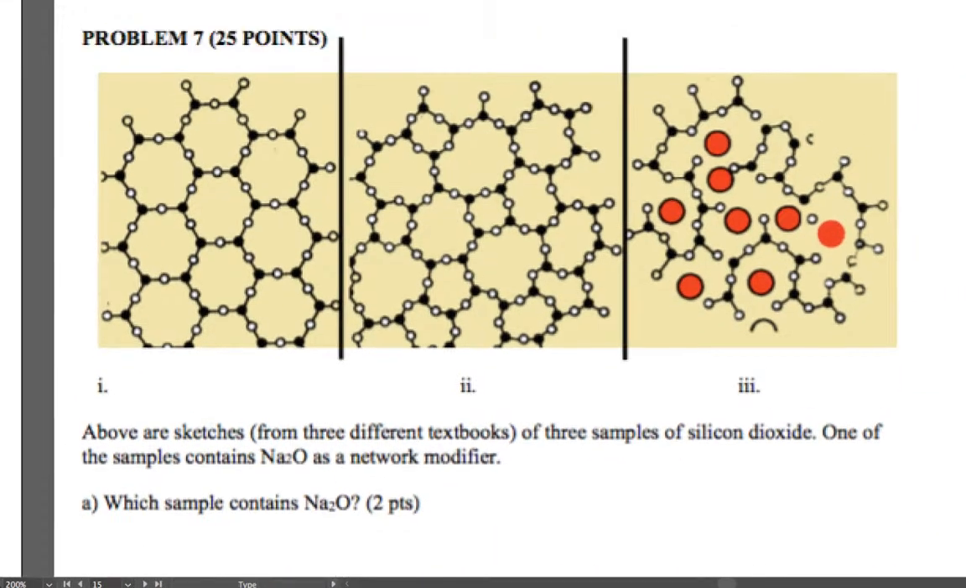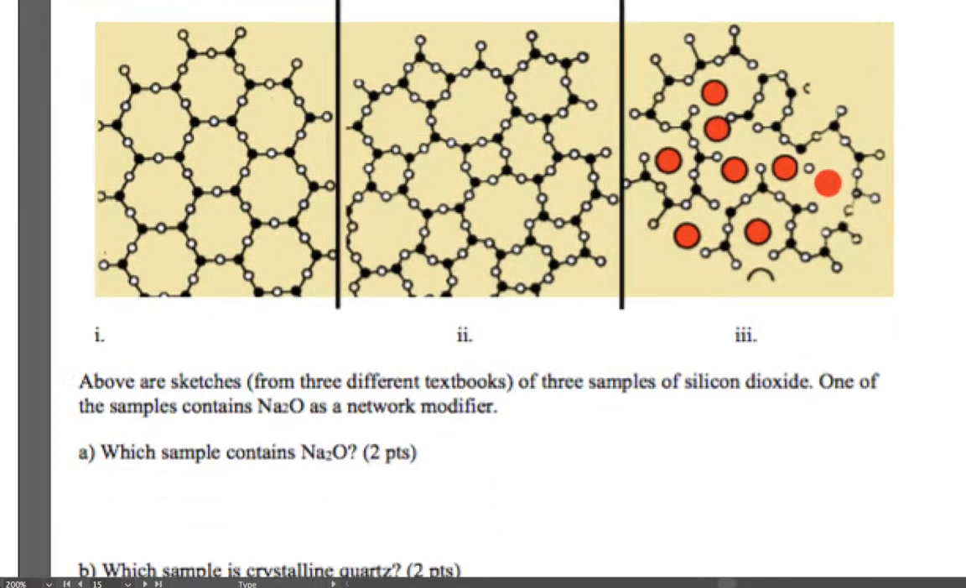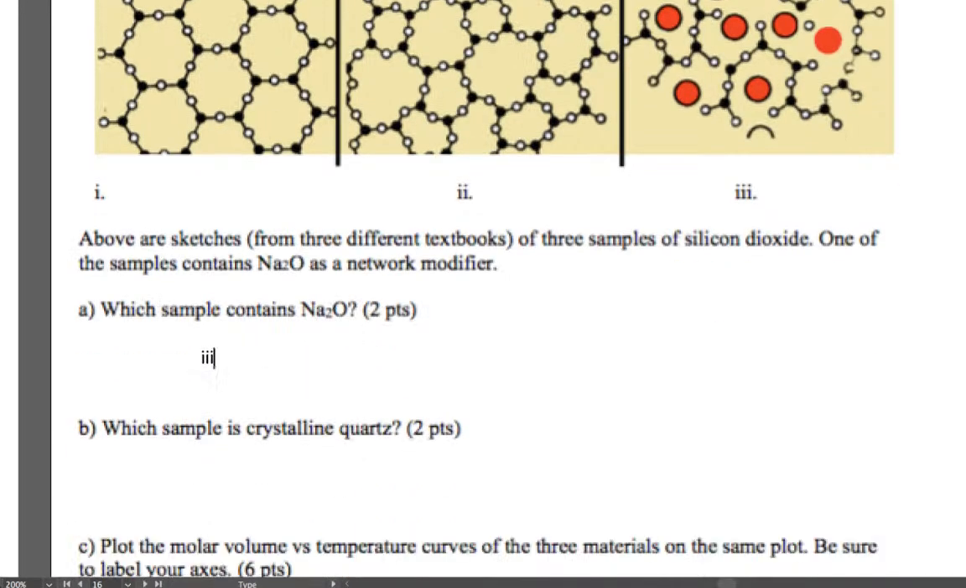Problem 7, 25 points. Above are sketches from 3 different textbooks of 3 samples of silicon oxide. One of the samples contains Na2O as a network modifier. Which sample contains Na2O? Obviously it's I. Simple, because you've got these random spots of red, and it is also split up. Which sample is crystalline quartz? It's obviously I.